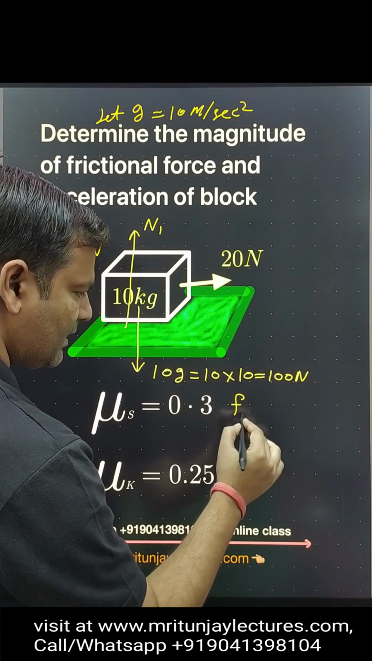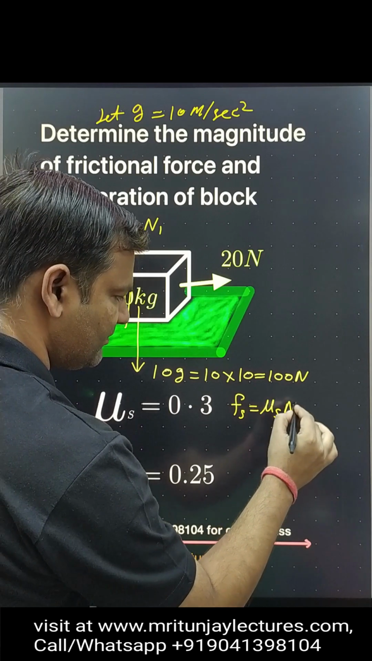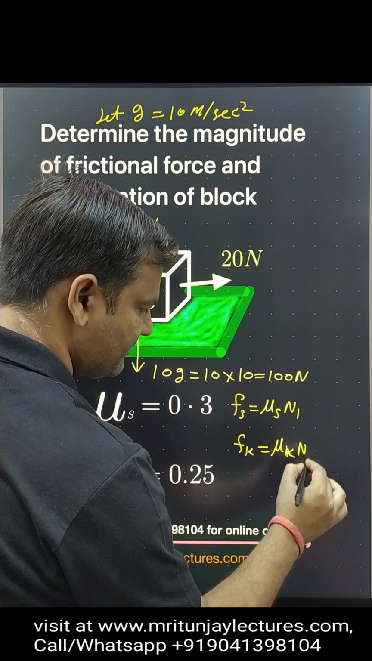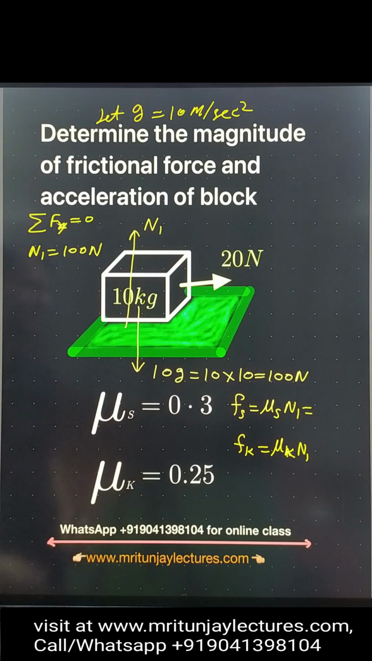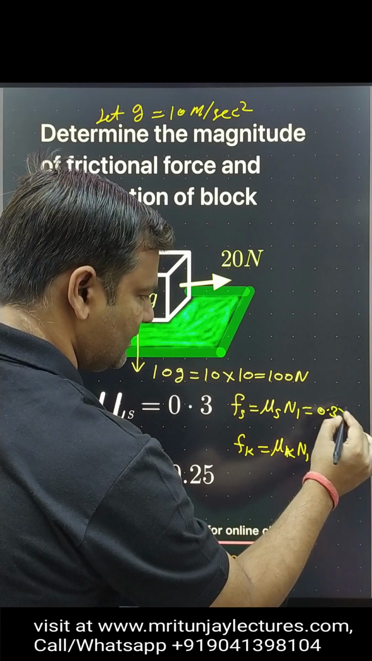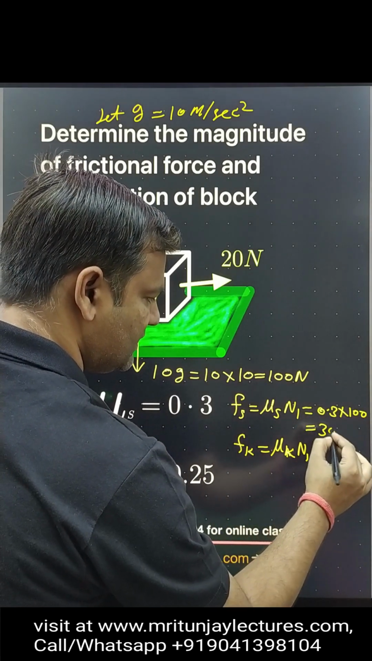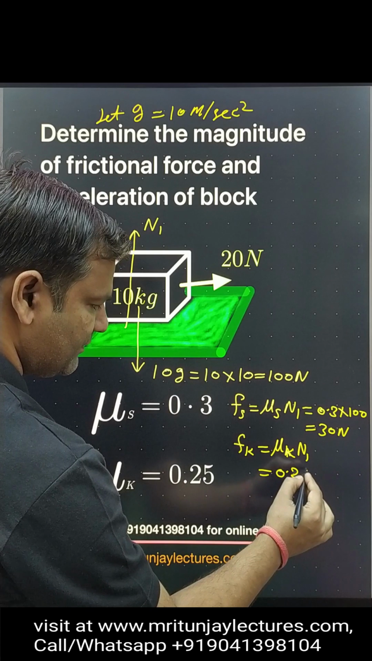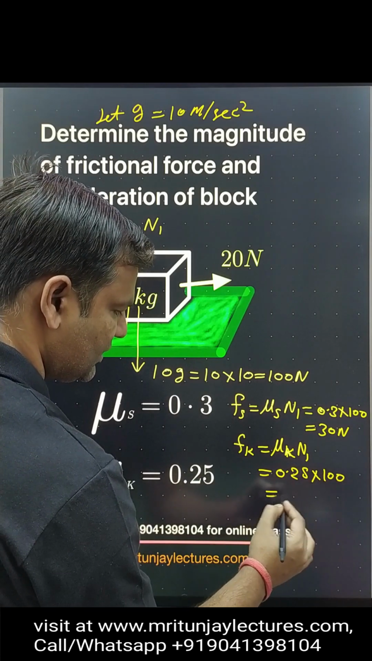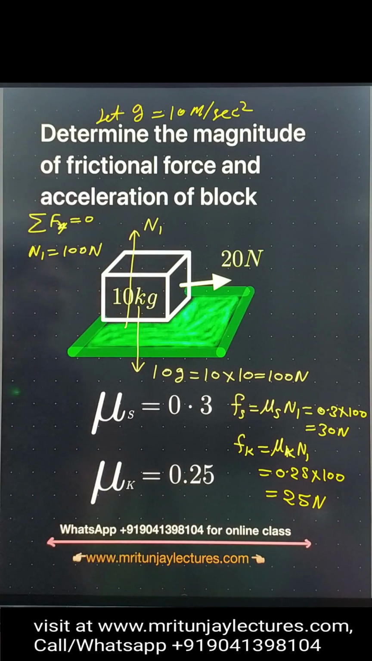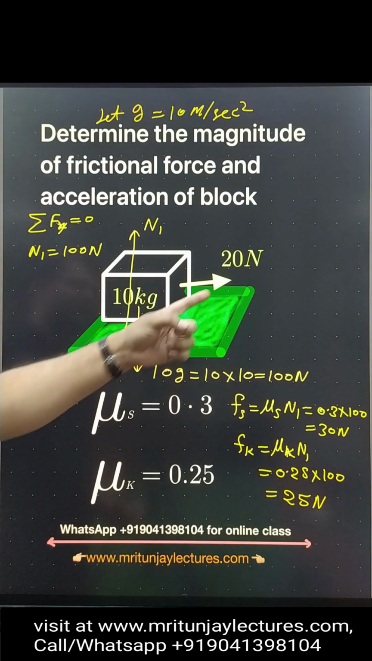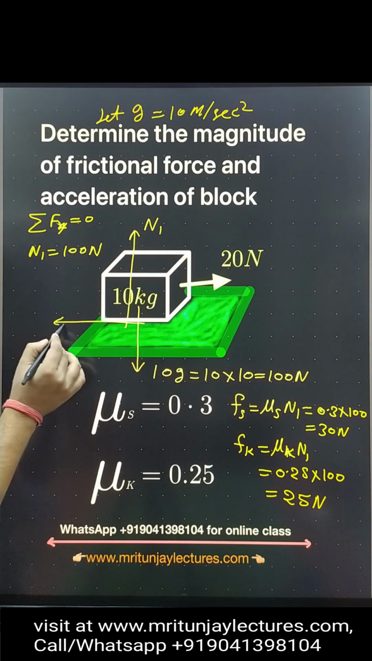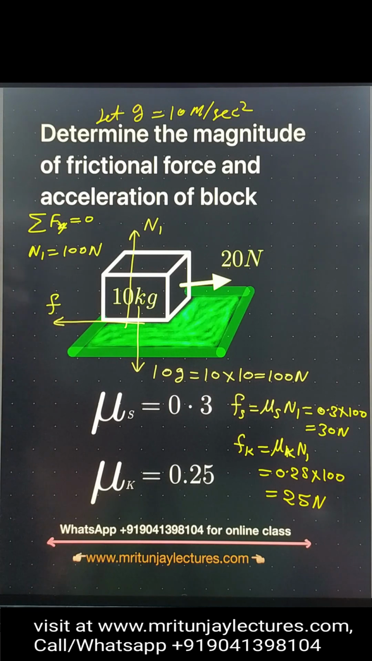So first of all, Fs is mu(s) into N1 and Fk is mu(k) into N1. Now put the values. Mu(s) is 0.3, so 0.3 into 100, that is how much? 30 Newton. Okay, and mu(k) is how much? 0.25 into N1, which is 100, so 25 Newton. Now, the applied force in this direction means the driving force, and frictional force is generated in the opposite direction of the applied force, so write small f.